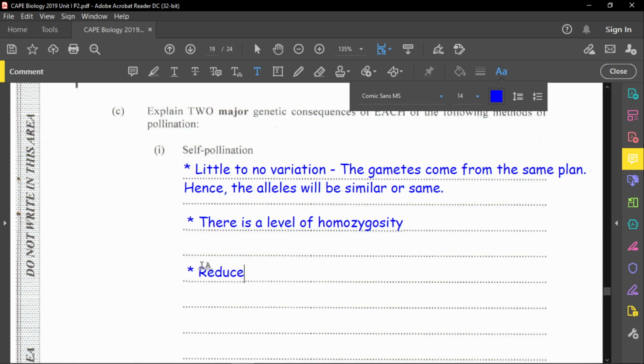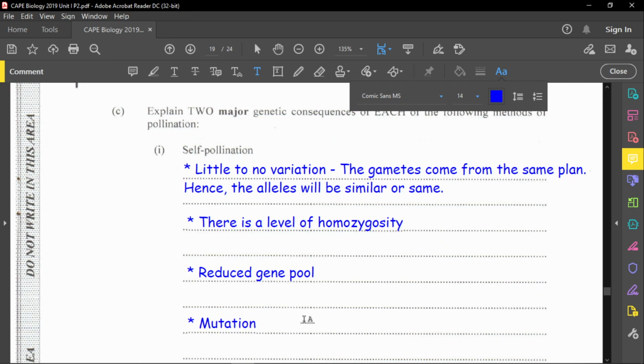And also, we have a reduced gene pool. As I mentioned, over time the heterozygous form will disappear, so there will be a reduced gene pool. Not only that, because of a parent plant combining with the daughter cells and so on, there's a higher chance of mutation, because closer relatives sometimes lead to mutation.